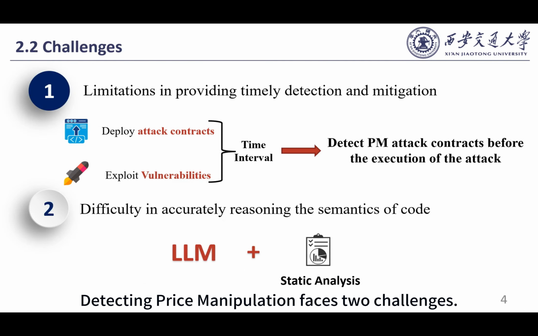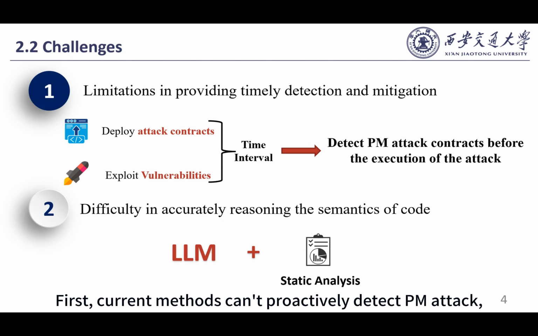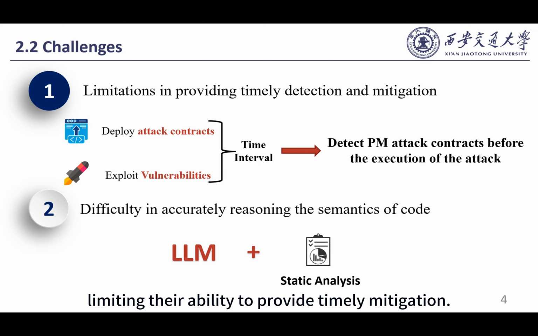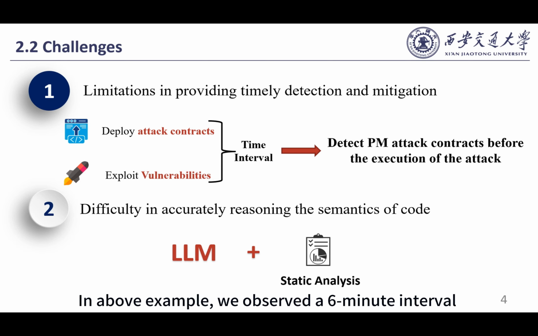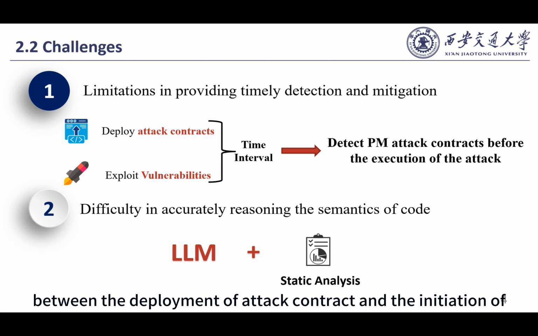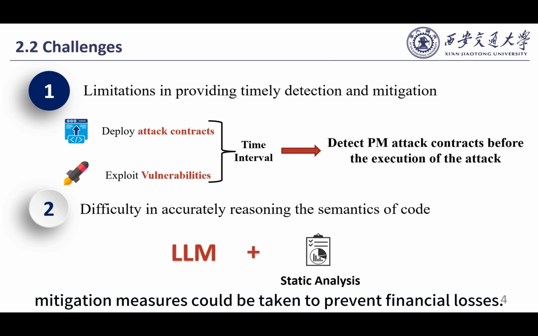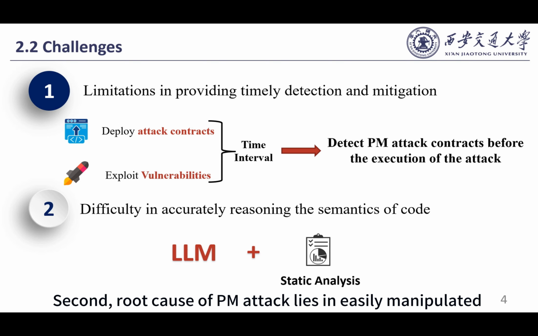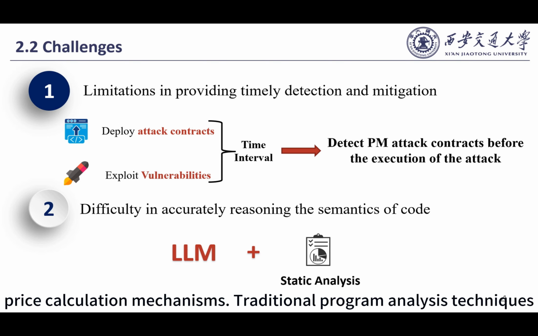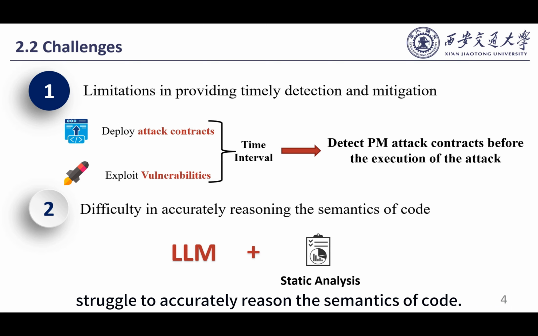Detecting price manipulation faces challenges. First, current methods cannot proactively detect PM attacks, limiting their ability to provide timely mitigation. In the above example, we observed a interval of only a few minutes between the deployment of the attack contract and the initiation of the attack. If the attack contract could be identified during this period, mitigation measures could be taken to prevent financial losses. Second, the root cause of PM attacks lies in easily manipulated price calculation mechanisms. Traditional program analysis techniques struggle to accurately reason about the semantics of code.